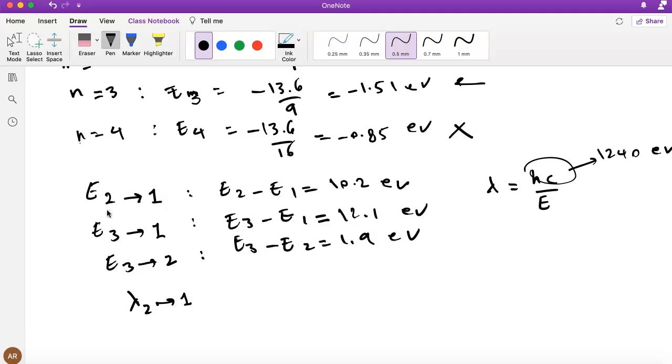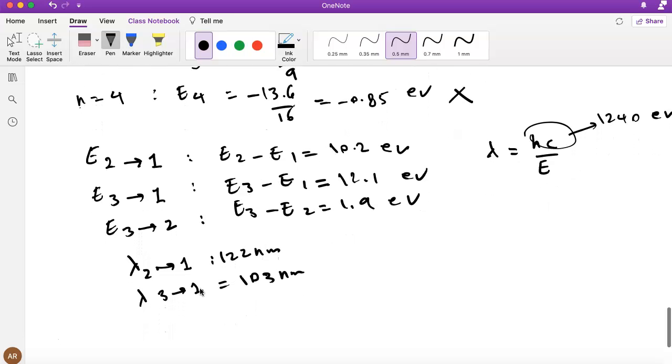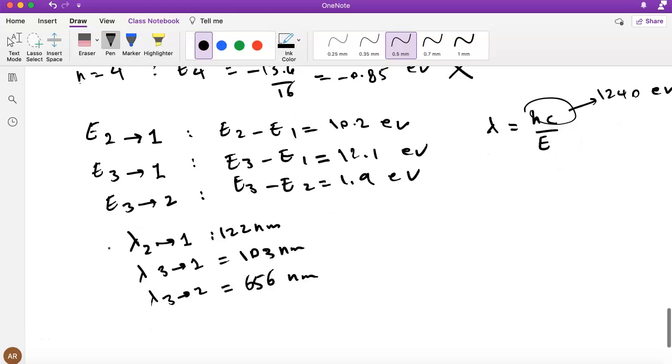So lambda for this process 2 to 1 is going to be 122 nanometers. For this process 3 to 1 is going to be 103, and for this process 3 to 2 it's going to be 656 nanometers. Okay, so the lower the energy difference, you get a higher wavelength as expected. All right.